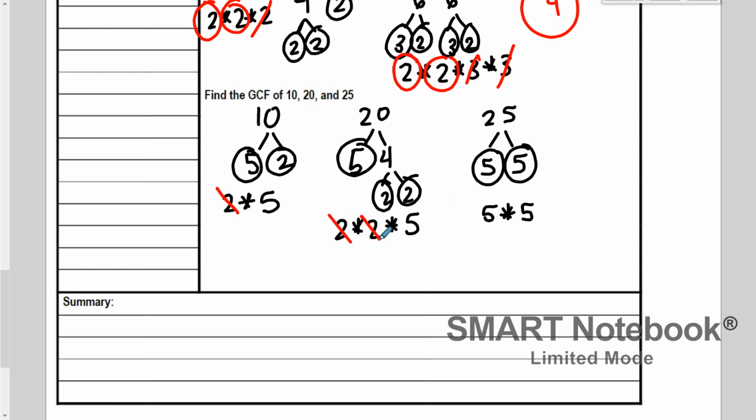Okay, so I've got a 5 here, I've got a 5 here, and I've got a 5 here. Now I don't have a second 5 in the 10 and the 20 prime factorization, so I can't use the second 5 from the 25. So my greatest common factor is just one number, it is just 5.